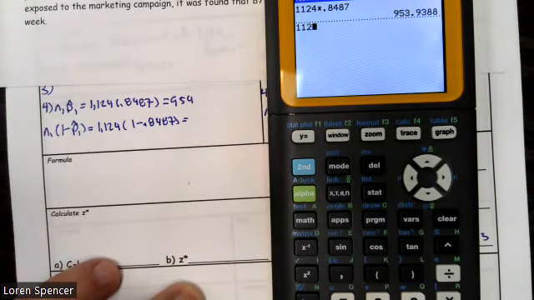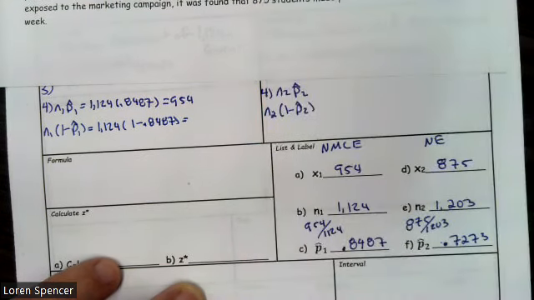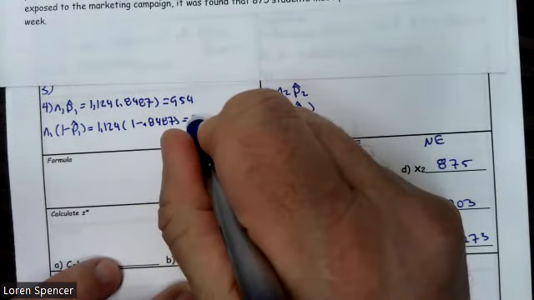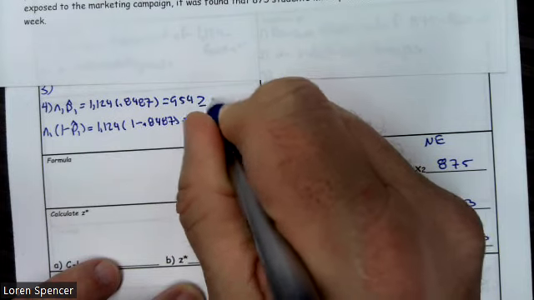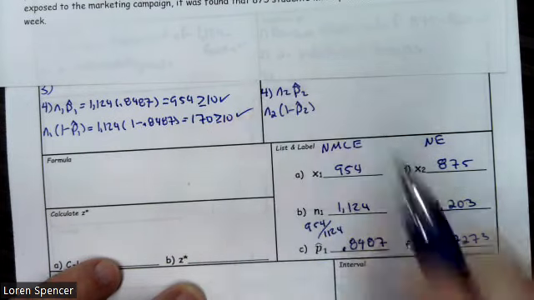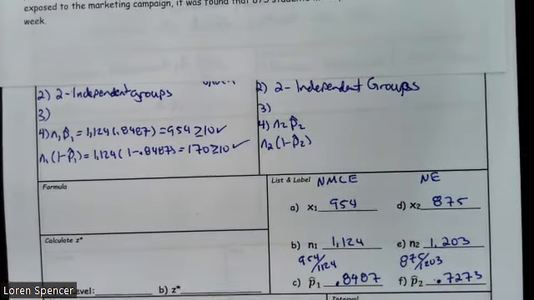So 1124 times (1 minus 0.8487), and we get 170. Now we can't stop there. We have to compare these to 10, and they're both greater than or equal to 10, so that's good. So it looks like we're large enough for the first group.